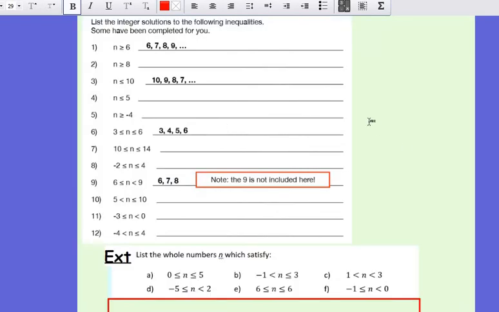Okay, I've got another set of questions for you to complete. At the beginning, I would like you to list the integer solutions to the following inequalities. Some of them have already been done for you to help you out. Please pause the video and have a go at these in your light blue books. If you're confident, have a go at my extension questions. Pause the video and have a go at that now, please.